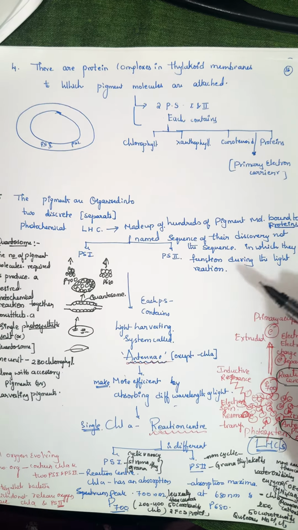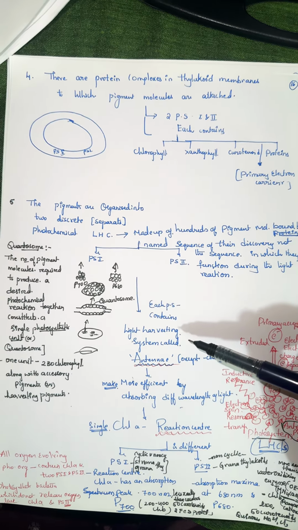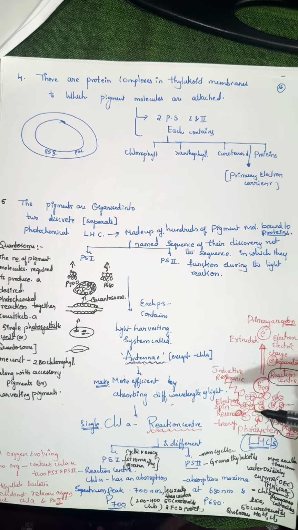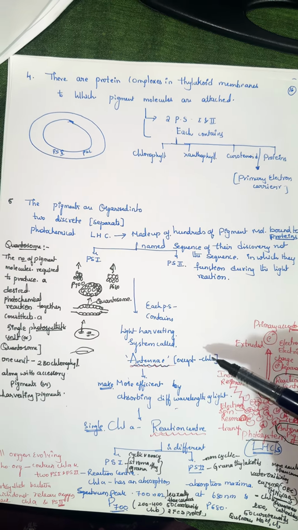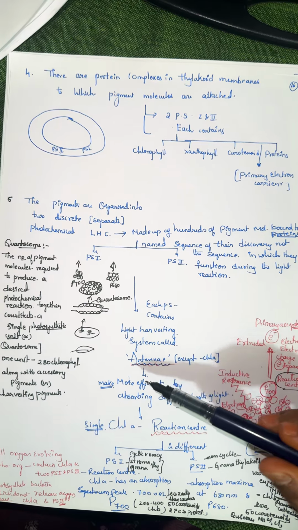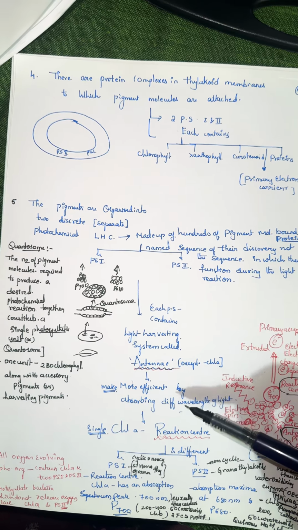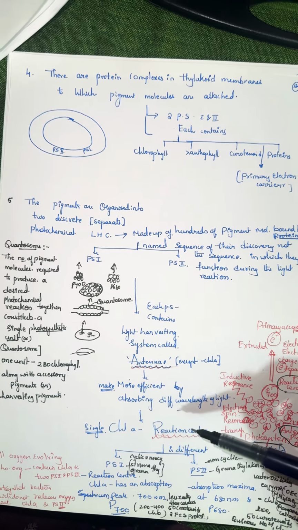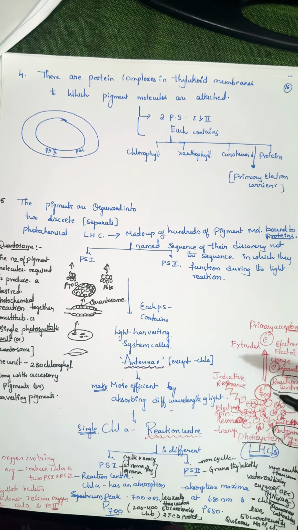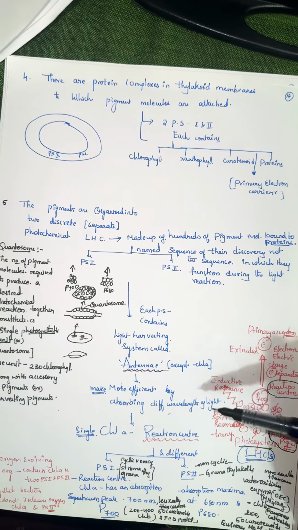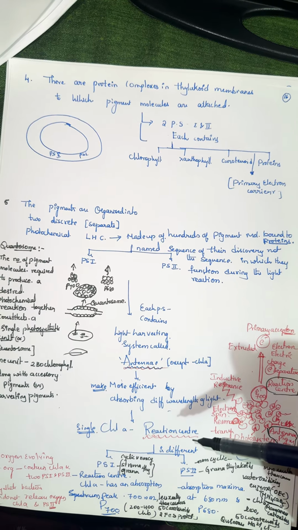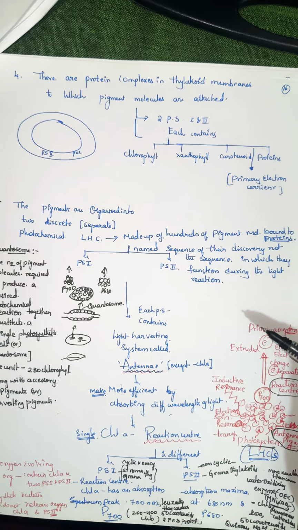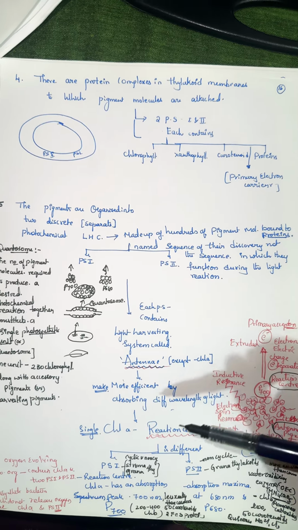Each photosystem contains a light harvesting system called an antenna, which generally consists of accessory pigments other than chlorophyll A, and they make photosynthesis more efficient by absorbing different wavelengths of light. A single chlorophyll A is considered the reaction center, which is very important for releasing the electrons, so that the primary electron acceptor accepts the electrons here.